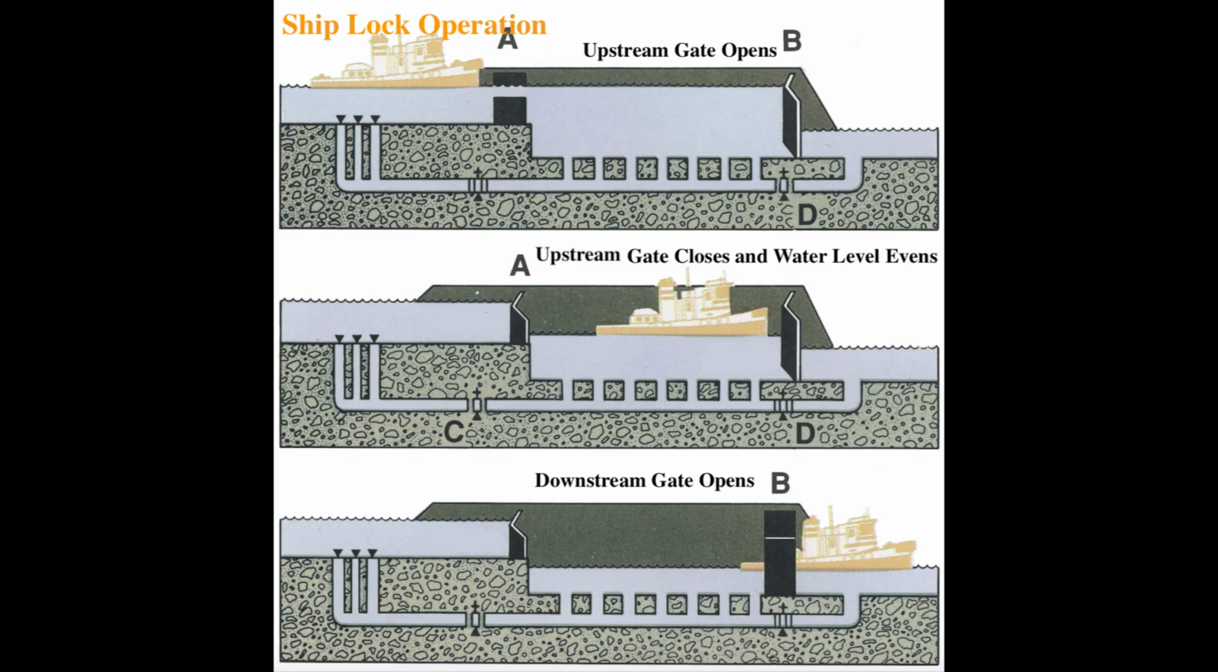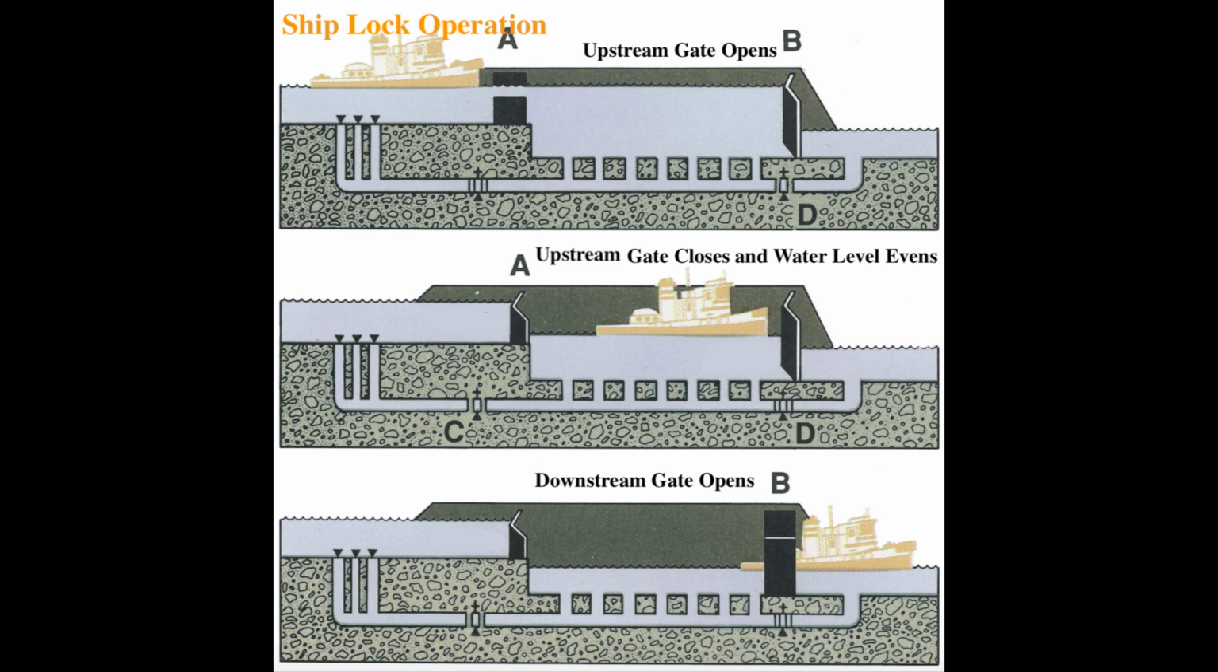The following graph gives information about how a ship lock works. It shows how the process is done. The items include a ship lock, a ship, dams, and pipes under the bottom. You can see from this graph that the first step is that the upstream gate opens, and the ship goes into the lock.